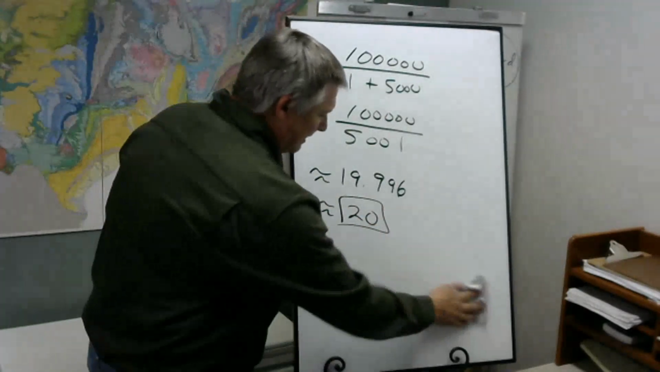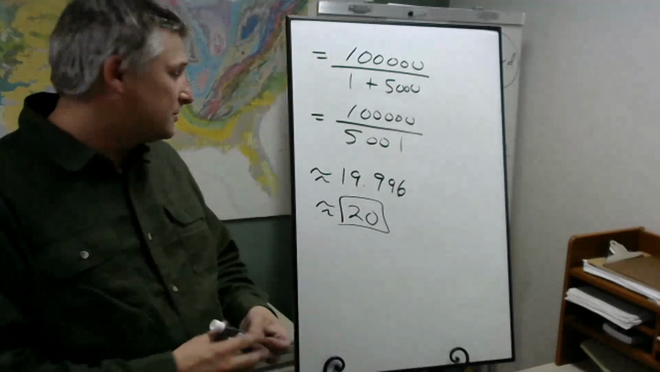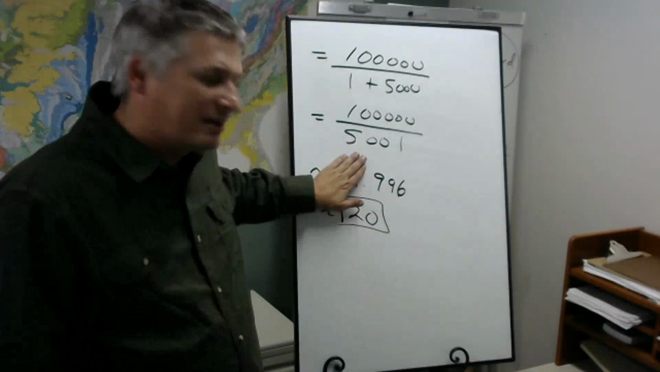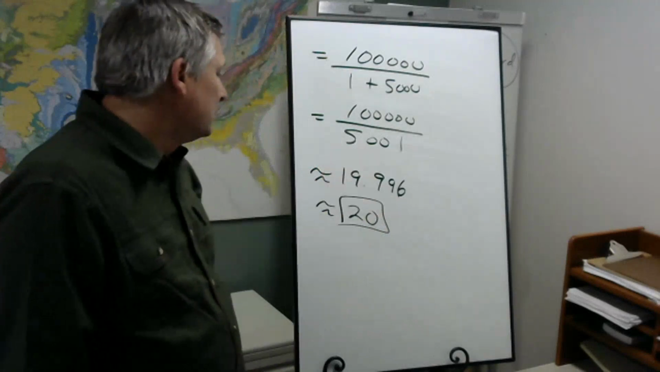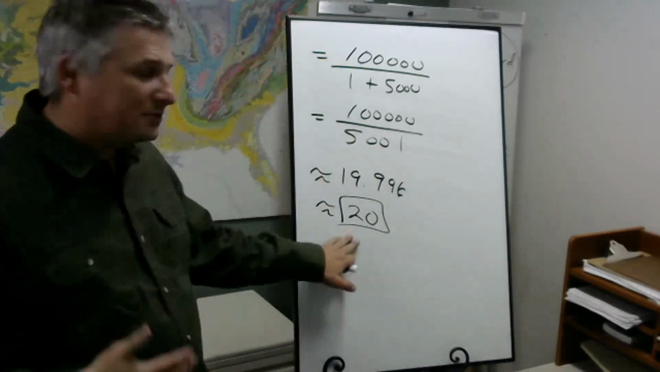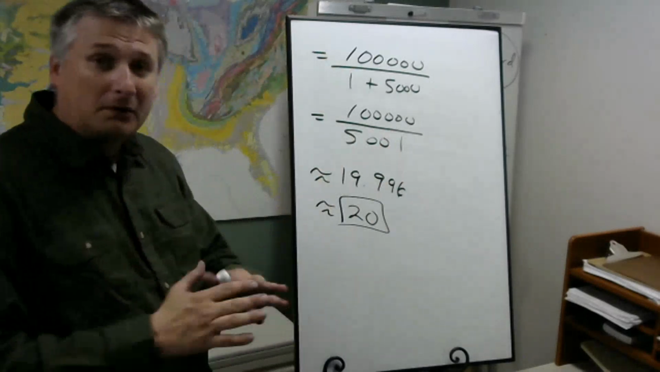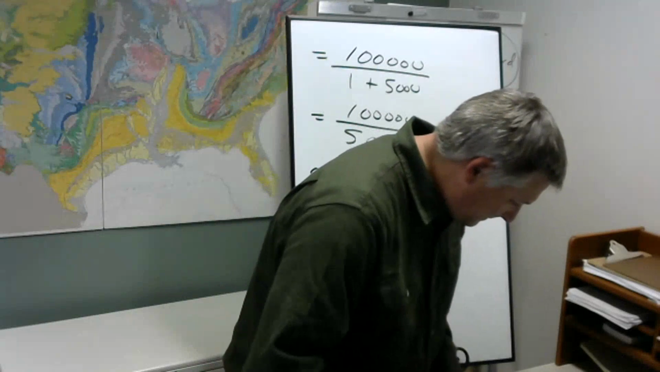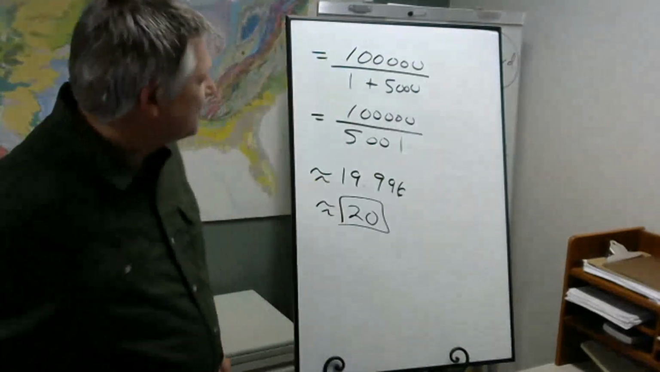Now, there could be arguments where you should always round it down to 19 because you can't have 0.996 of a person. So some people might say you might call that 19, but the text is going to say round up to 20. All right. So we might ask this question.